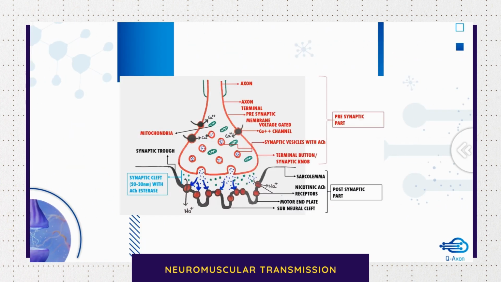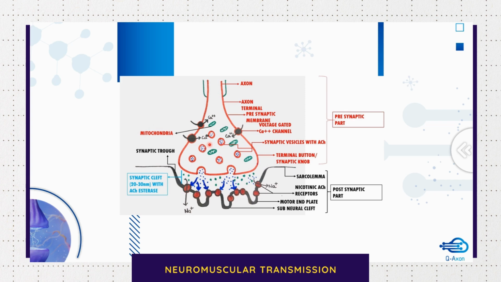Now let's use the same diagram to understand the sequence of events in neuromuscular transmission. So we already know this is the axon terminal, this is the synaptic cleft, and this is the motor end plate. So during neuromuscular transmission, a signal, that is the action potential, arrives at the axon terminal, and that leads to depolarization of the membrane here. So because of depolarization, there is opening of the voltage-gated calcium channels. So calcium ions enter into the axon terminal.